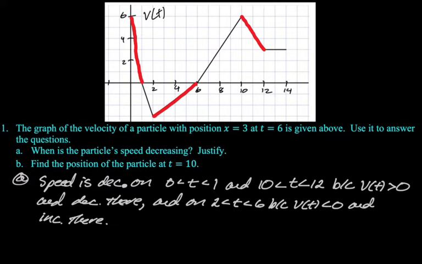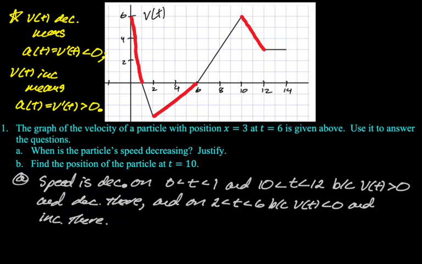So this whole thing is based on the fact that v of t decreasing means that a of t, which is equal to v prime of t, is less than 0. And v of t increasing would mean that a of t, which is equal to v prime of t, is greater than 0. So we need velocity and acceleration to have opposite signs. And in this case, we're referring to the velocity graph and the slope of the velocity graph, right?